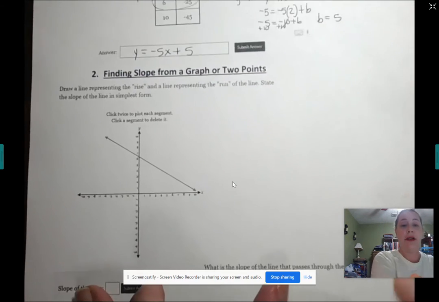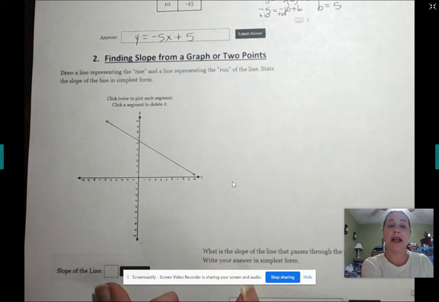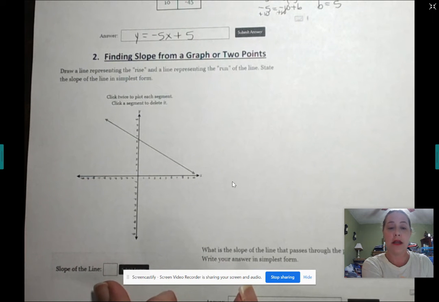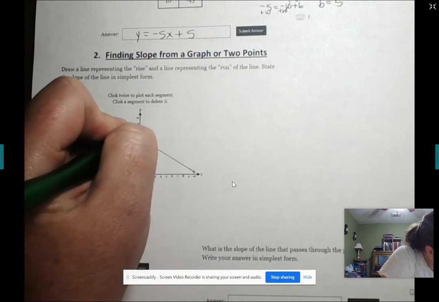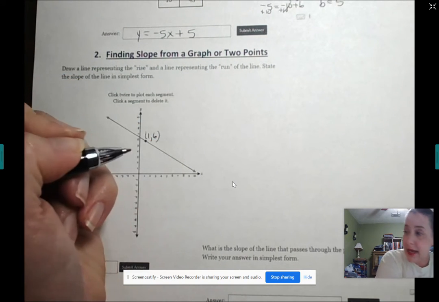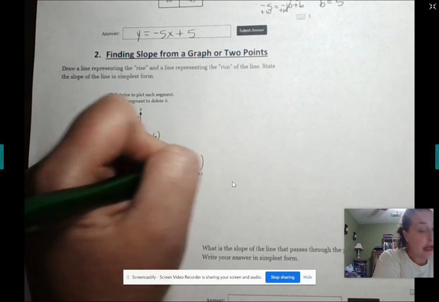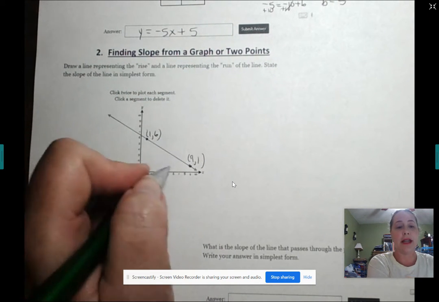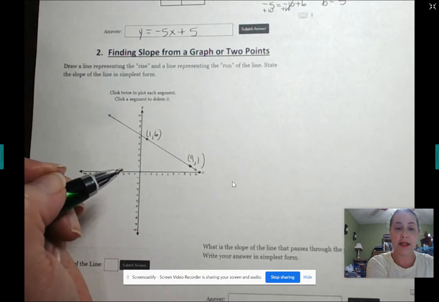Okay, now if we're given a graph, or 2 points on a graph, on Delta Math, they want you to practice finding the rise and finding the run. So you would need to identify 2 points, and I'm just going to give you some, 1, 6 and 9, 1. And you would see the grid lines. We barely see them in this printout, but on the actual homework, you would see the grid lines.